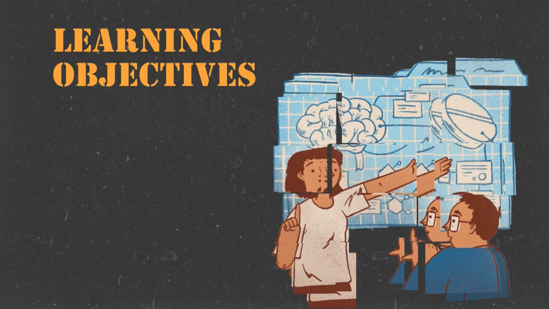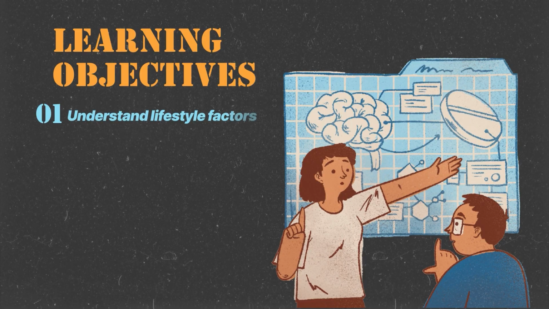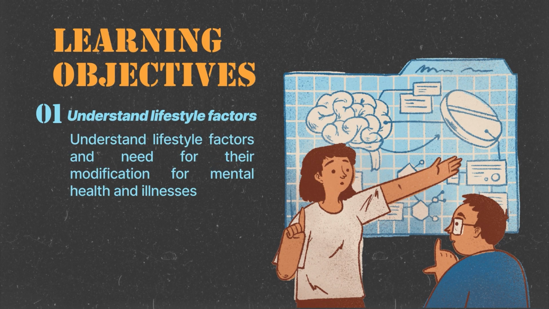Now, let us begin with discussing the expected learning outcomes of this session. As we are aware, lifestyle and mental health are very closely related and linked. So I hope that after this module, the learners are able to understand what lifestyle factors are, and the need for their modification for mental health and illnesses.